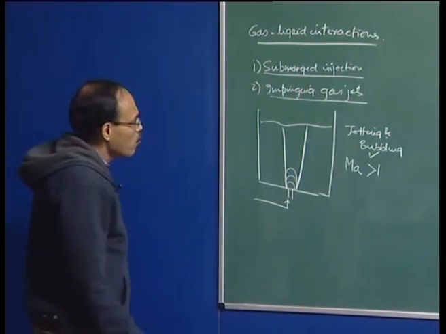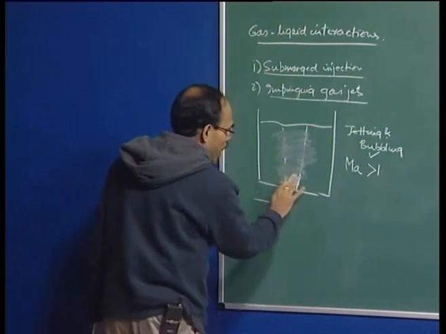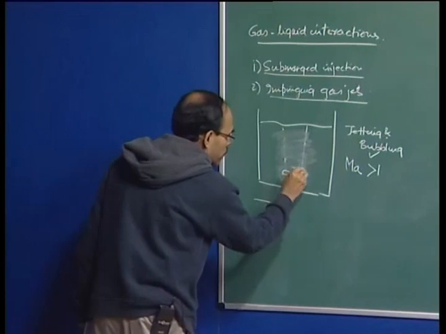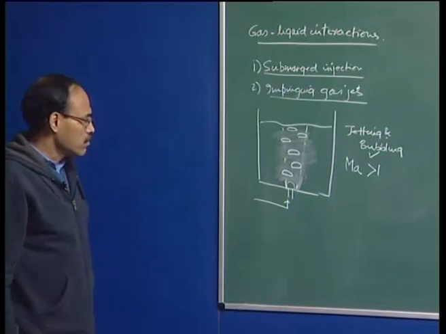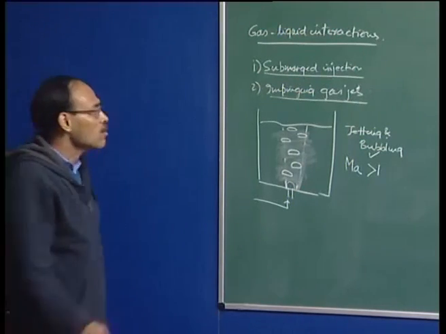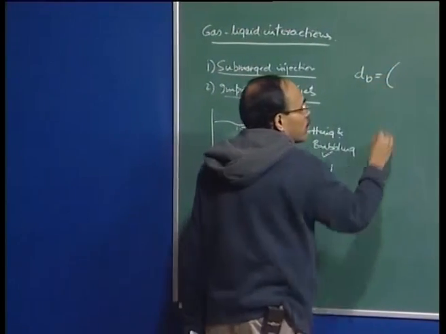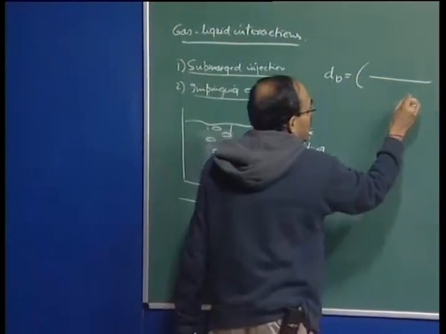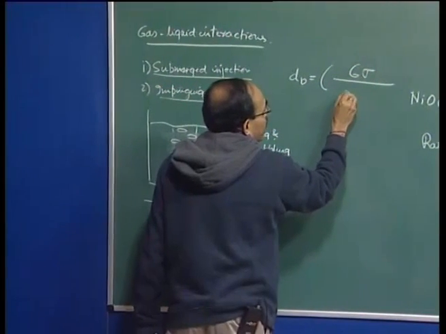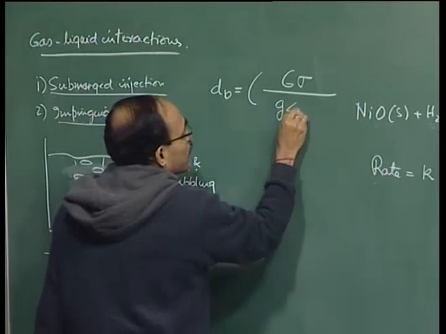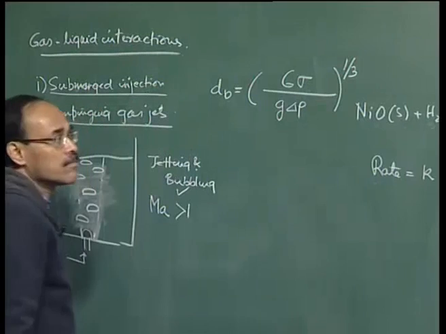On the other hand, when you have bubbling regimes, you have discrete bubbles which form, and these discrete bubbles rise. At the limit of gas flow rate becoming very small, the size of the bubble is governed only by interfacial properties, and this is 6 sigma divided by g delta rho, raised to the power 1 by 3.